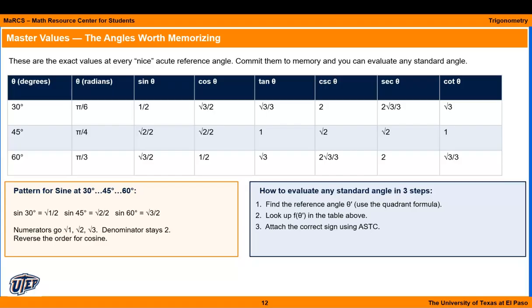These are the key values you should know for 30 degrees, 45 degrees, and 60 degrees. The sine values follow a clear pattern: 1/2, square root of 2 over 2, and square root of 3 over 2. The cosine values follow the same pattern, but in reverse order. These values, combined with reference angles and quadrant signs, allow you to evaluate many trig functions without a calculator.